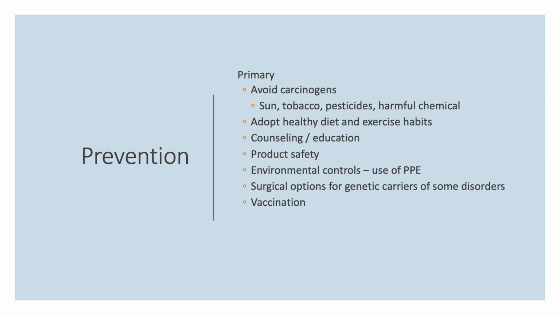All right, prevention, we're almost done, I hope. We have primary prevention and secondary prevention, and primary prevention includes avoiding those carcinogens, so avoiding excess sun or tobacco or pesticides and harmful chemicals, wearing sunblock, and adopting a nice healthy diet and exercise. We know that exercise is good for cancer prevention. Also, patients who exercise during cancer have a better prognosis and better response to some treatments.